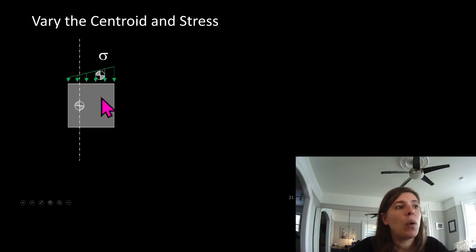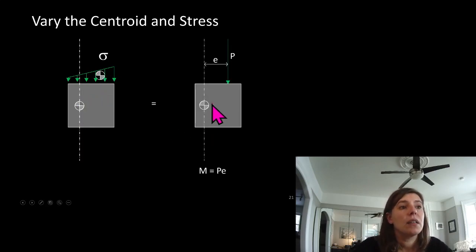Now here we have one where the centroid is offset and the stress is offset. So now we've got a very large E. We have the neutral axis through this line here. We have the centroid of our stress over here. And so our eccentricity is this total distance.